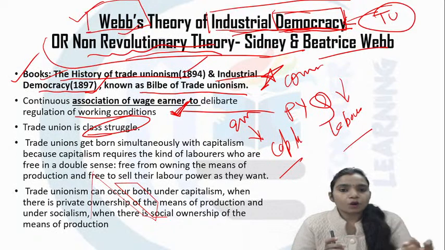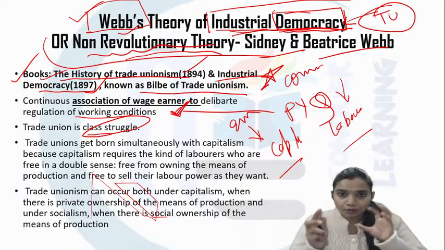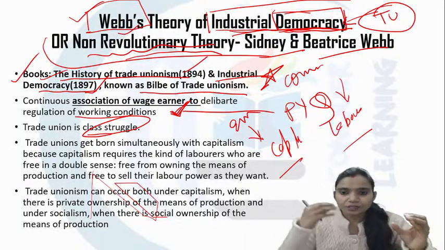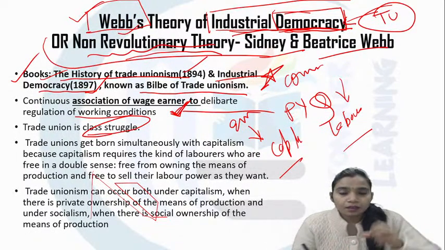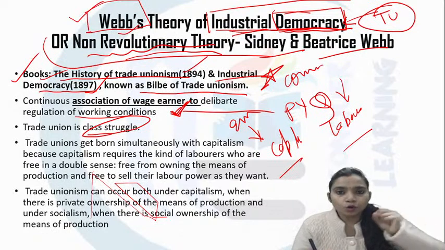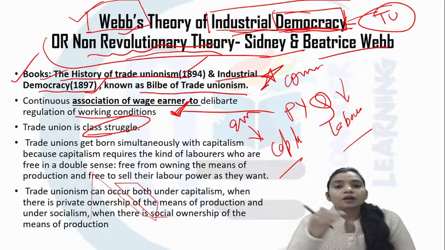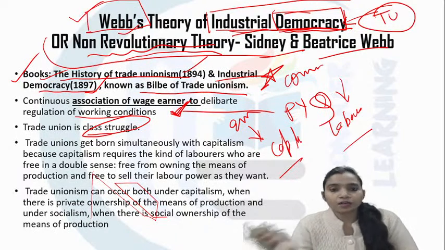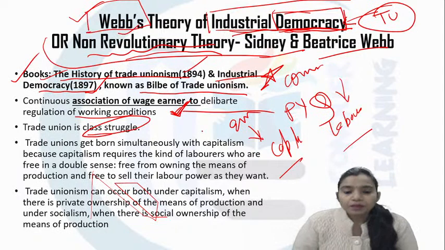So according to Webb, the trade union is what? It is the result of class struggle. Class, yani two classes are there, capitalist and labor. And trade union is formed as a result of this class struggle. Why is the struggle there? A trade union wants to hold the power. Capitalist employer wants to hold the power. So as a result of this class struggle, the formation of trade union takes place, according to Webb.